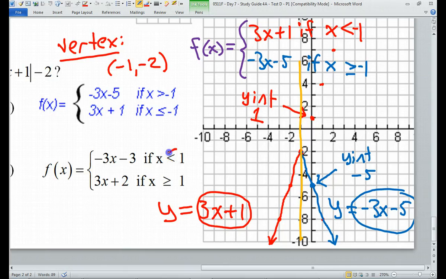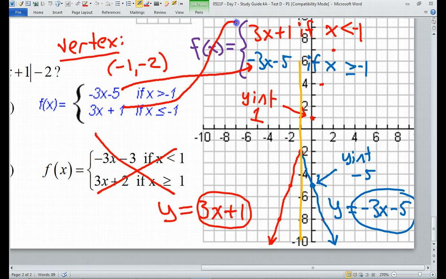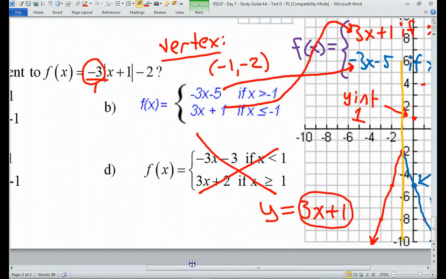negative 1, that means it can't be D. So I definitely throw that out. Now look at this blue one here. Let's see. Negative 3x minus 5. That seems to match right there. Positive 3x plus 1. That seems to match right there. Okay, greater than negative 1, yep. Less than negative 1, yep. So B is the answer, and that's why. The answer is B. And that's all.